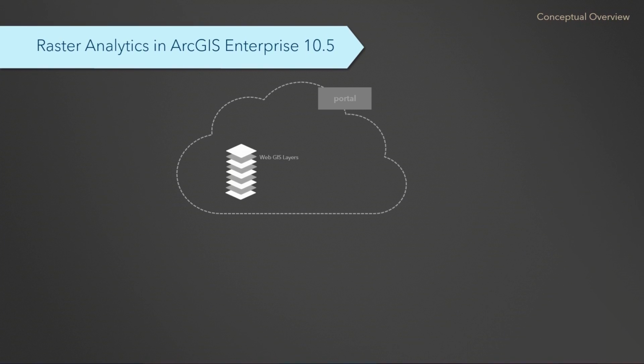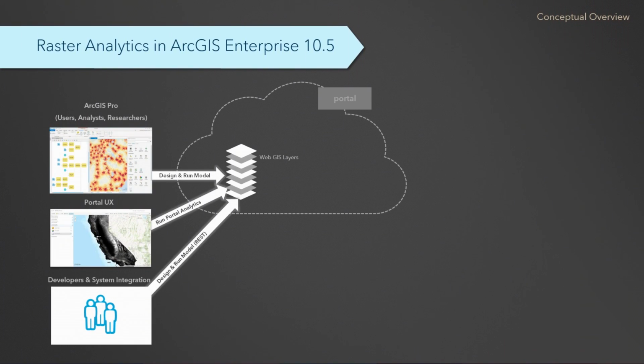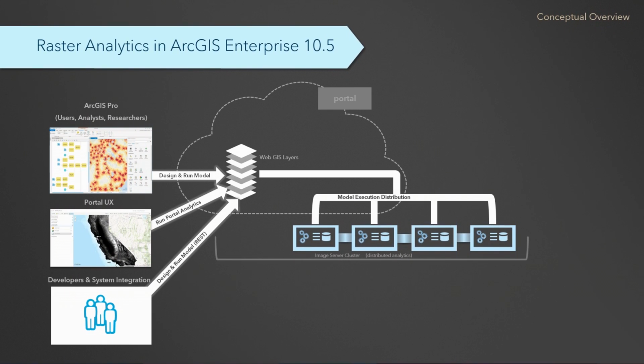I have a set of input WebGIS layers. I use ArcGIS Pro to define, design, or author my raster models, which are then submitted to the enterprise using either ArcGIS Pro, Portal User Experience, or developers can do the same using the REST API. Raster Analytics at 10.5 then distributes my processing to the available cluster of machines.